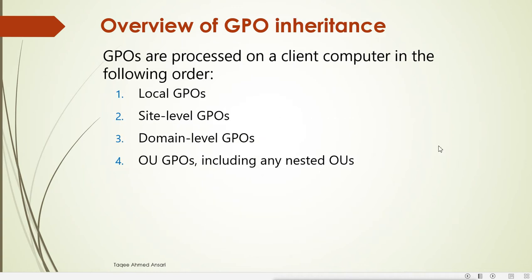Now an overview of group policy object inheritance. How these group policies will inherit, or we can say how they are going to be processed. These group policies are processed on the client computer in the following order. That means when we create the policy and apply it on the organizational unit or domain, how is it going to be applied, how is it going to be processed.